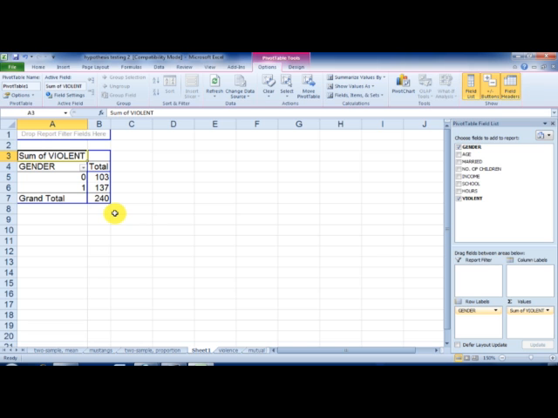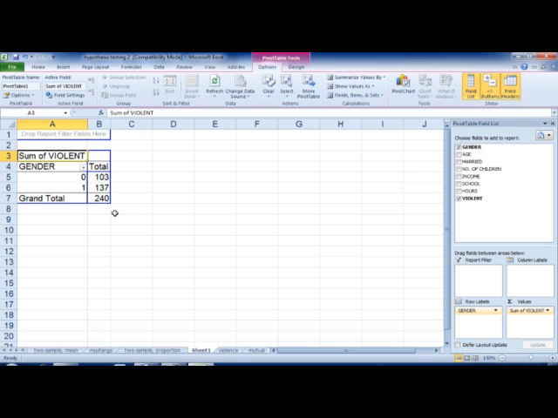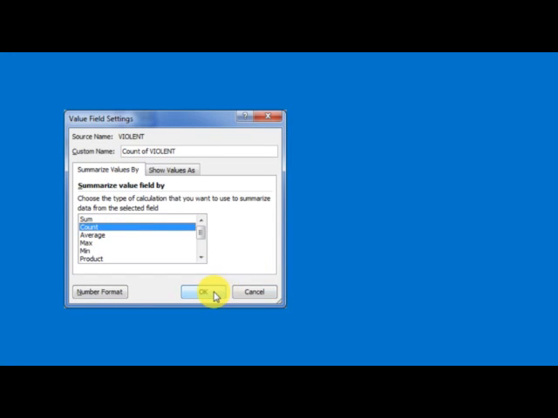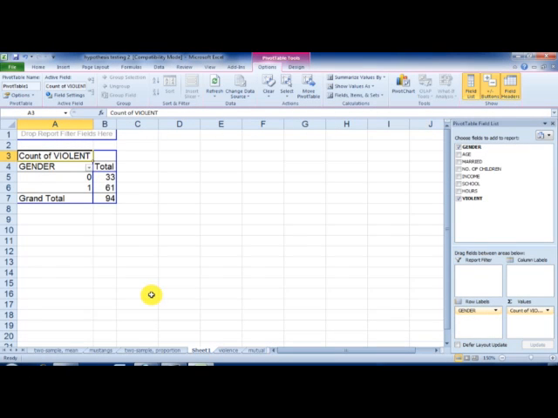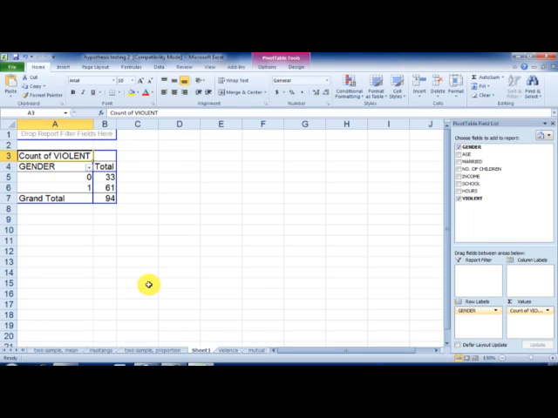Now, the way the data is represented is using numbers, but it is not numeric data. They're numbers that represent categories. So we don't want to see the sum, we want to count. So you will need to change the field setting to count. And if we look back at the data, 0 is male and 1 is female. So there are 33 men that participated and 61 women. Great. What this does not give us is it does not tell us how violent they think the programming is. So that's one thing that's missing.